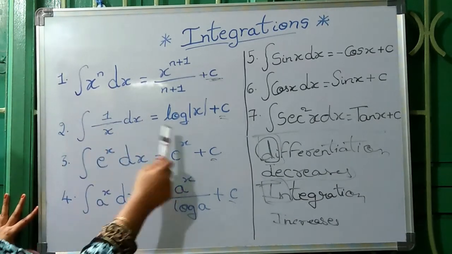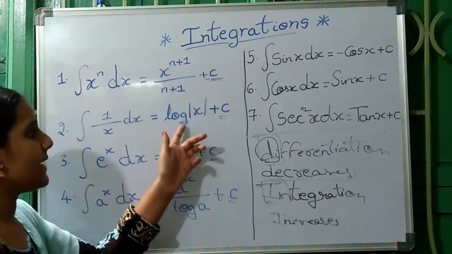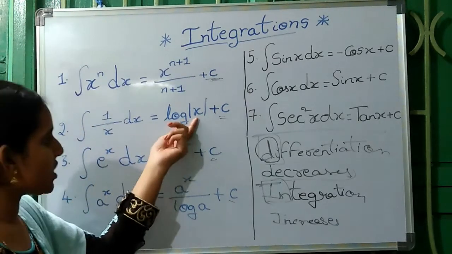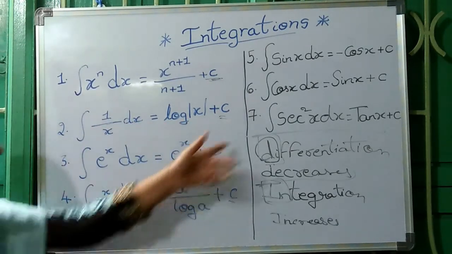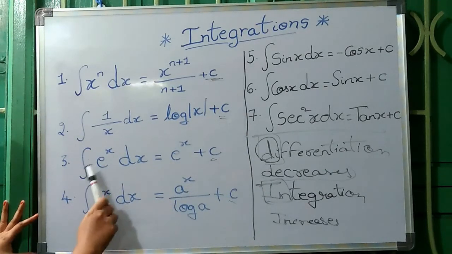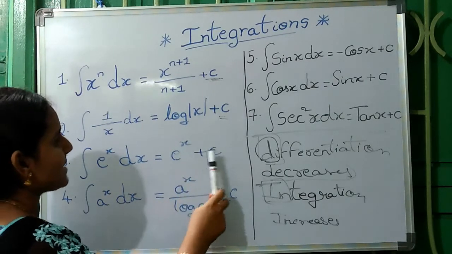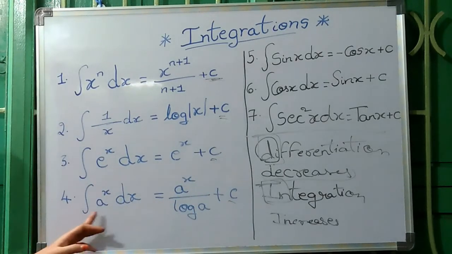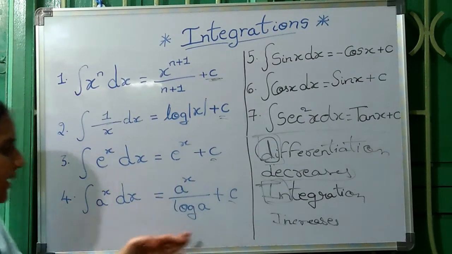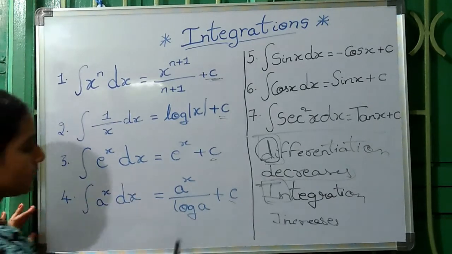Integral 1 by x dx is equal to log x plus c, whereas d by dx of log x is 1 by x. That is, differentiation of log x is 1 by x and differentiation of a constant is 0. Integral e power x dx is equal to e power x plus c. Integral a power x dx is equal to a power x by log a. If we differentiate this, we get this value.